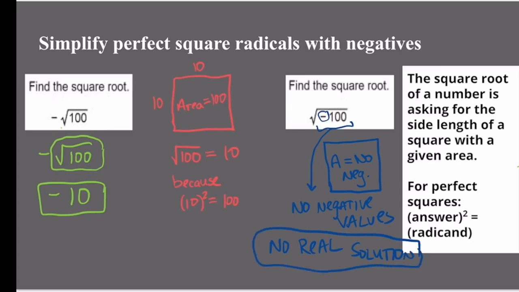Depending on which math class you're taking, you might have learned about imaginary numbers. So if that's the case, then the square root of negative 100 would actually be 10i. The square root of 100 is 10, and then because the negative is inside, we would write that as i. If you're not there, don't worry about it yet.